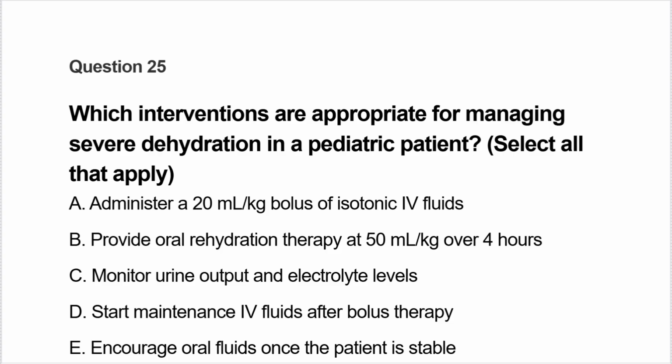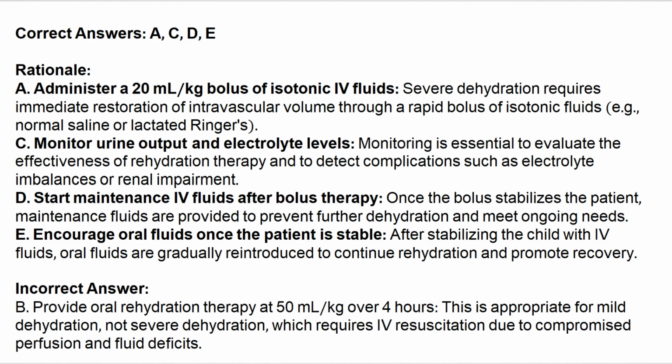Question 25. Which interventions are appropriate for managing severe dehydration in a pediatric patient? Select all that apply. A. Administer a 20 milliliters per kilogram bolus of isotonic IV fluids. B. Provide oral rehydration therapy at 50 milliliters per kilogram over 4 hours. C. Monitor urine output and electrolyte levels. D. Start maintenance IV fluids after bolus therapy. E. Encourage oral fluids once the patient is stable. Correct answers A, C, D, E.